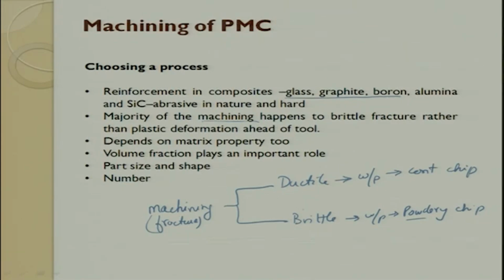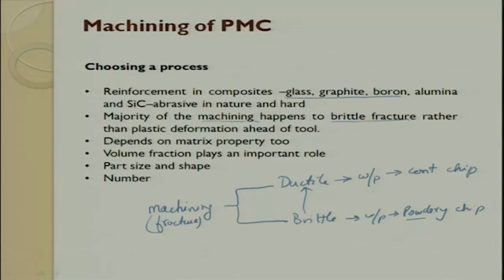Predominantly when you do machining, people always try to convert from brittle fracture to ductile fracture. But in composites, since you have a reinforcement and that is also ceramic, you always have a brittle fracture coming out. So, this makes the process random in nature. It is very hard to control the surface finish on the workpieces.